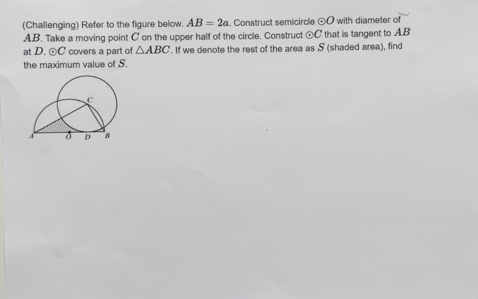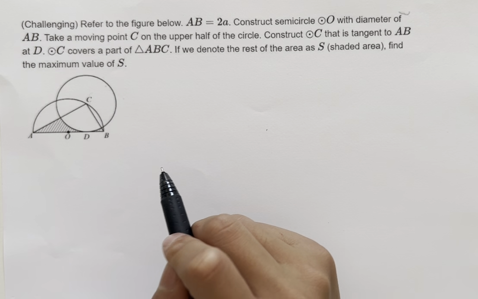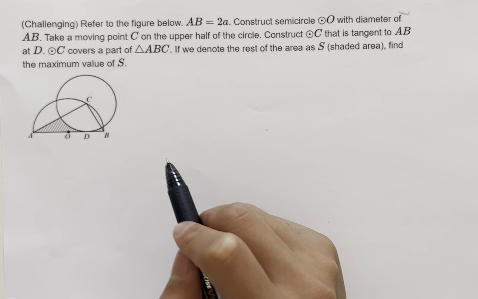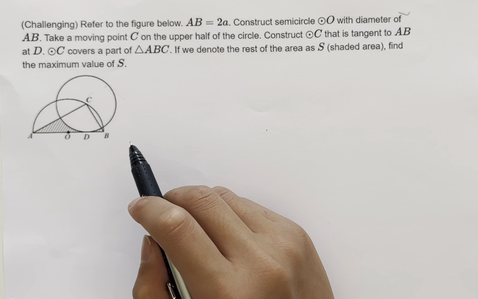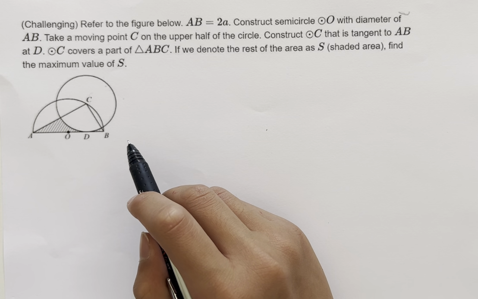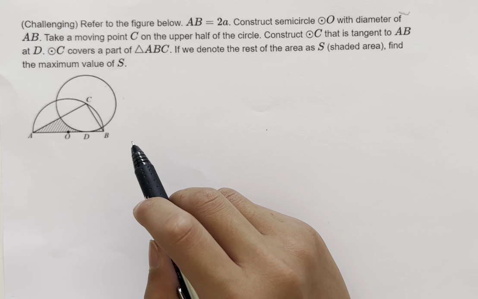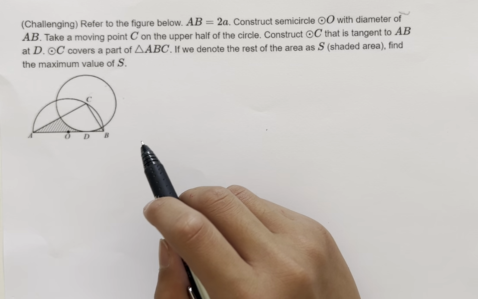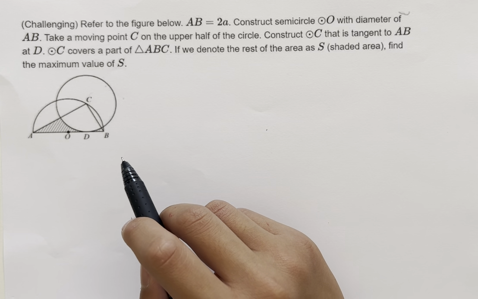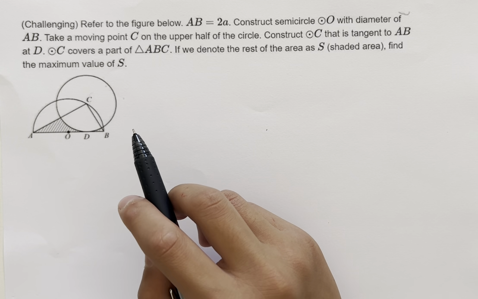In this video, I'll be discussing a geometry problem involving circles. Refer to the figure below. AB equals 2A. Construct semicircle O with diameter AB. Take a moving point C on the upper half of the circle. Construct circle C that is tangent to AB at D. Circle C covers a part of triangle ABC. If we denote the rest of the area as S, which is the shaded area, find the maximum value of S.